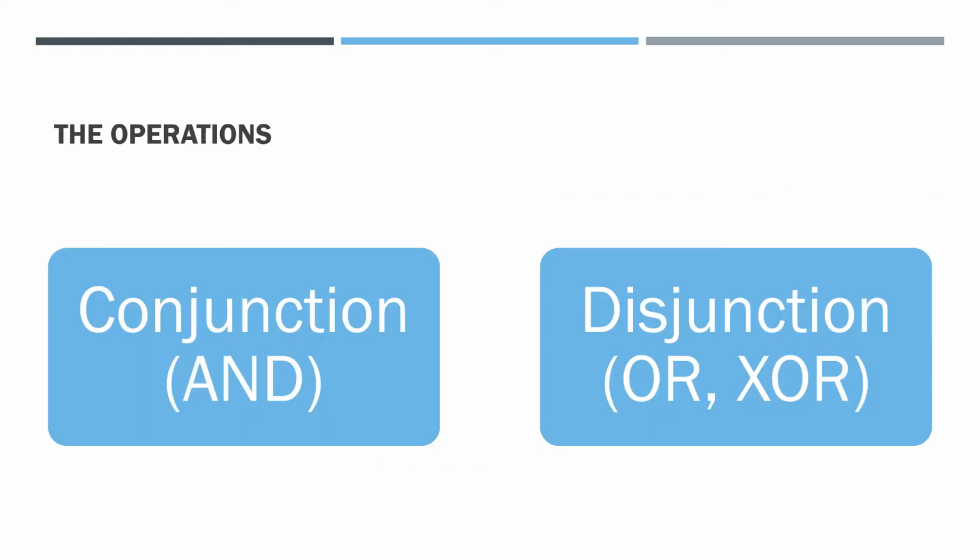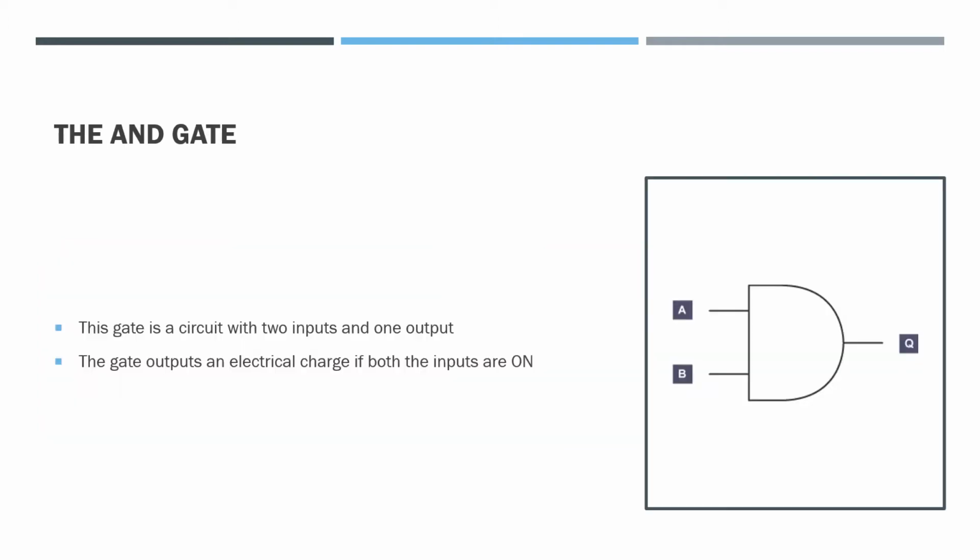The operations are sometimes described as conjunction and disjunction. AND is conjunction, OR and XOR are different types of disjunction. The AND gate is a circuit with 2 inputs and 1 output. And the gate outputs an electrical charge if both of the inputs to the gate are switched on. So it's a bit like the way the word AND operates in everyday life.